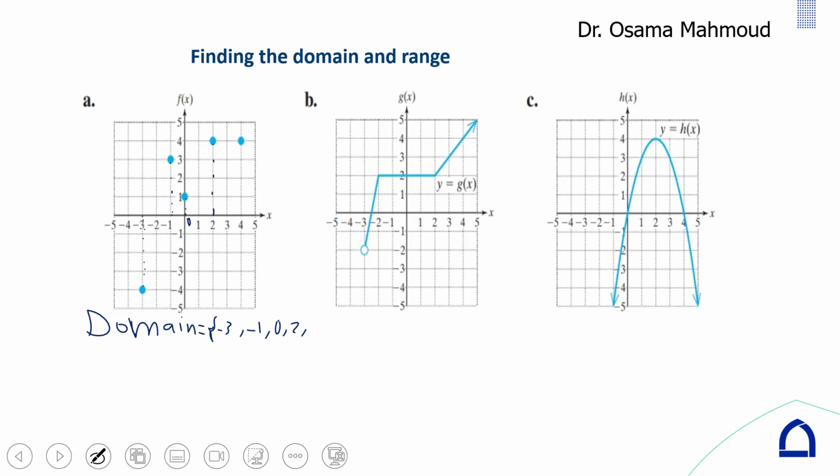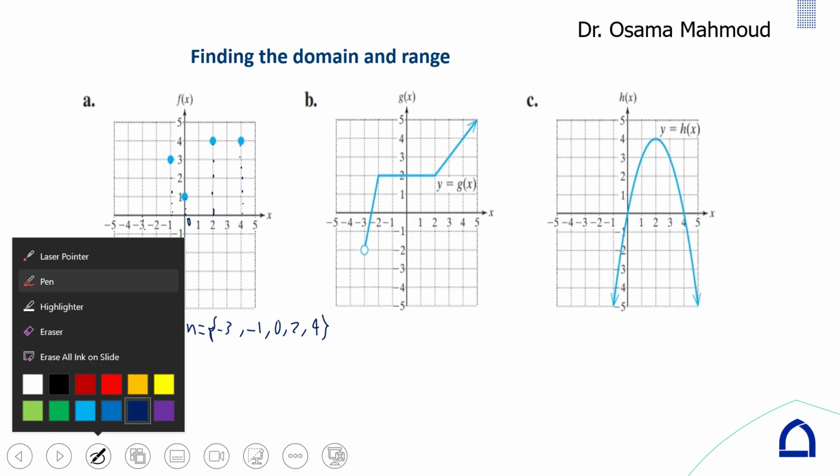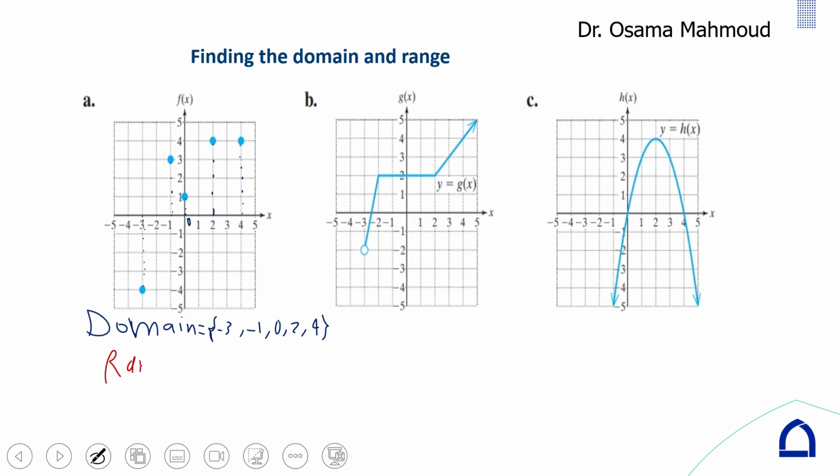So for the domain, you find the value of x. How to find the value of x? You just come from near the point and go to the x-axis vertically. Okay, what about the range? The range is the value of the dependent variable y. How to get y? The first one is minus 4.